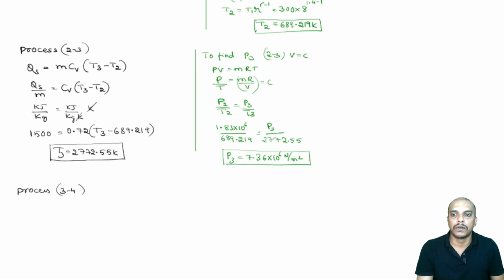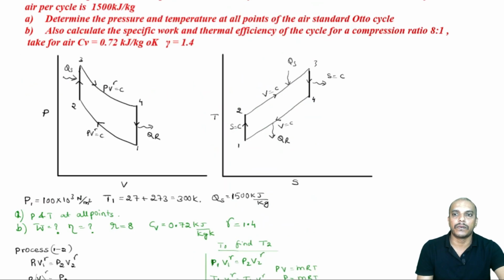Process 3 to 4: P3 V3 power gamma is equal to P4 V4 power gamma. We know that P3 is known to us. Now V3 by V4, I will take it here whole power gamma, and that is what is P4. Now remember what is V3 by V4? V3 by V4 is 1 by R, right.